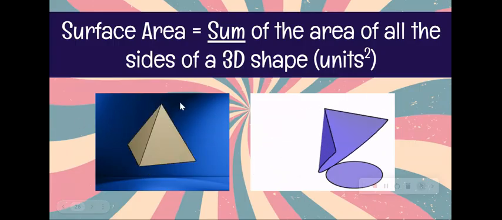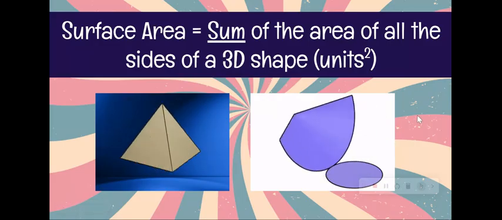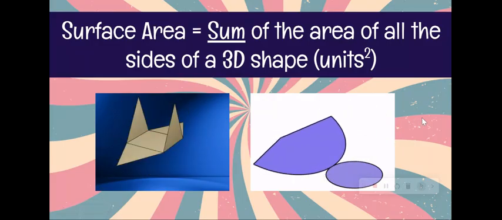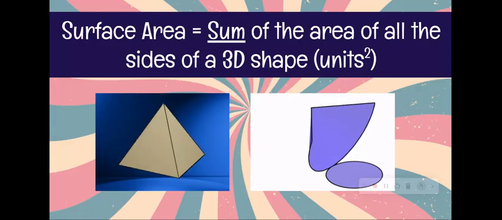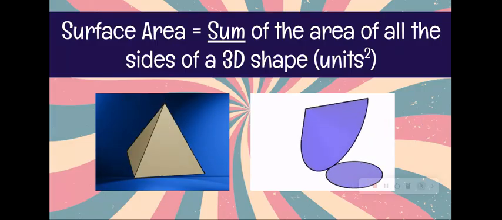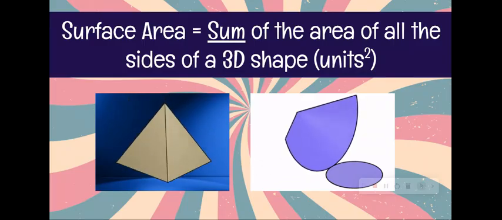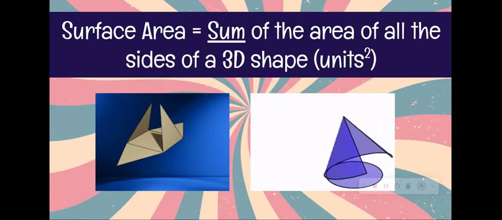So this over here on the left is a pyramid. This over here on the right is a cone. The difference is that a pyramid is made up of 4 triangles and a square base. A cone has a circular base and has a smooth edge, okay, that goes up to a point.